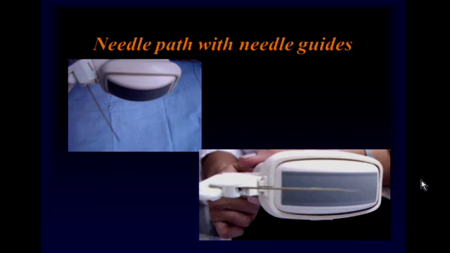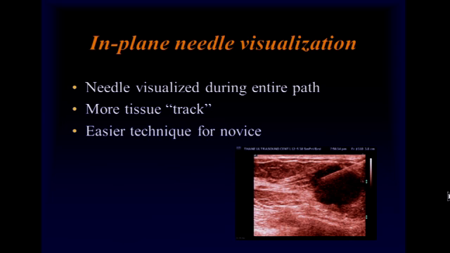If you want to see how the needle goes when you do an in plane, we can put a needle in attachment of the probe for biopsy and then just push the needle. As we can see, the needle is going now within the plane of the ultrasound. When we do an in plane approach, the needle is visualized during its entire path. Of course, we have to traverse a larger tissue, but this is an easier technique for someone who is new.